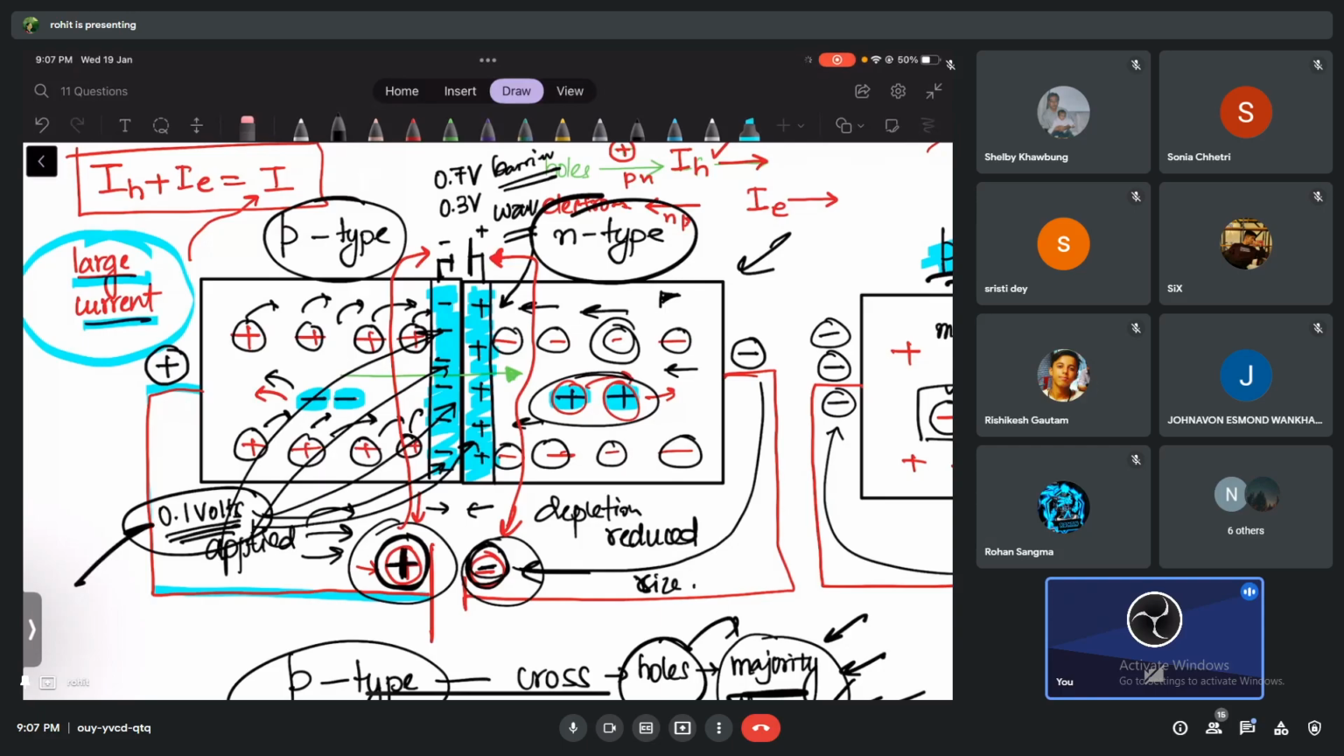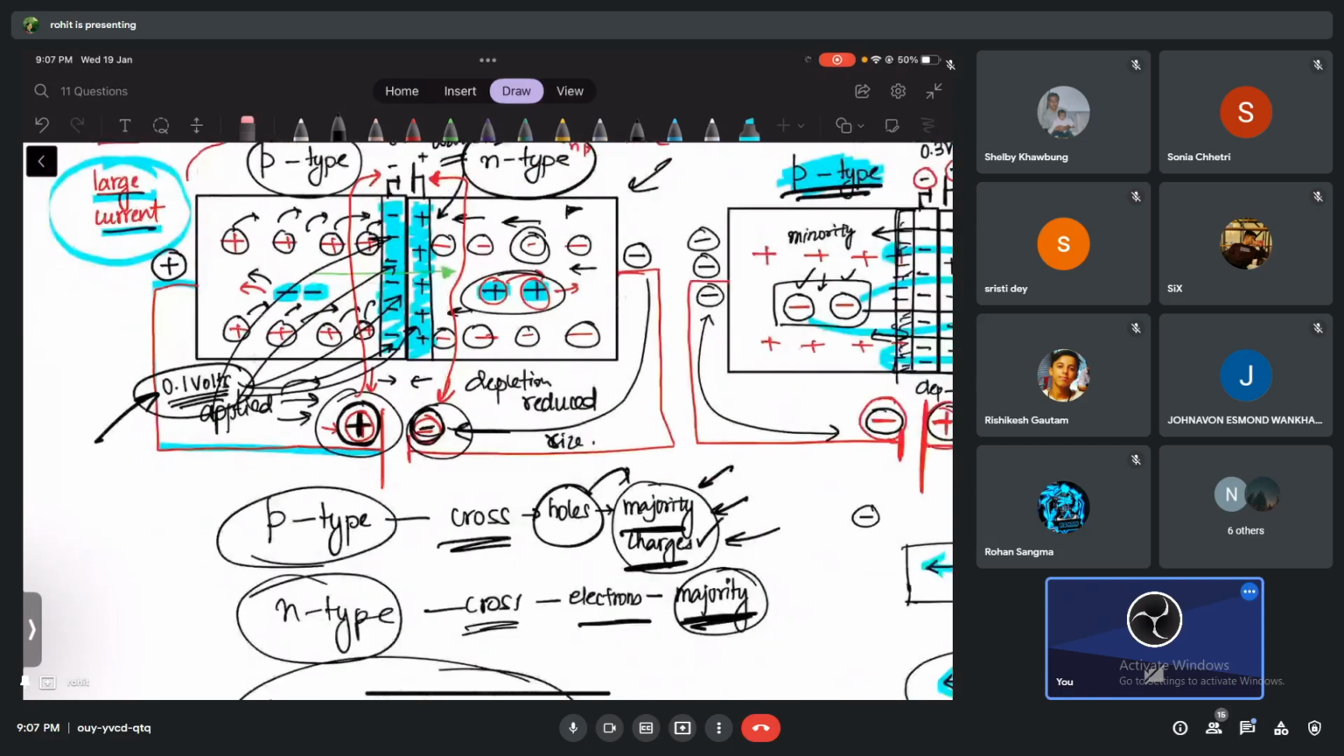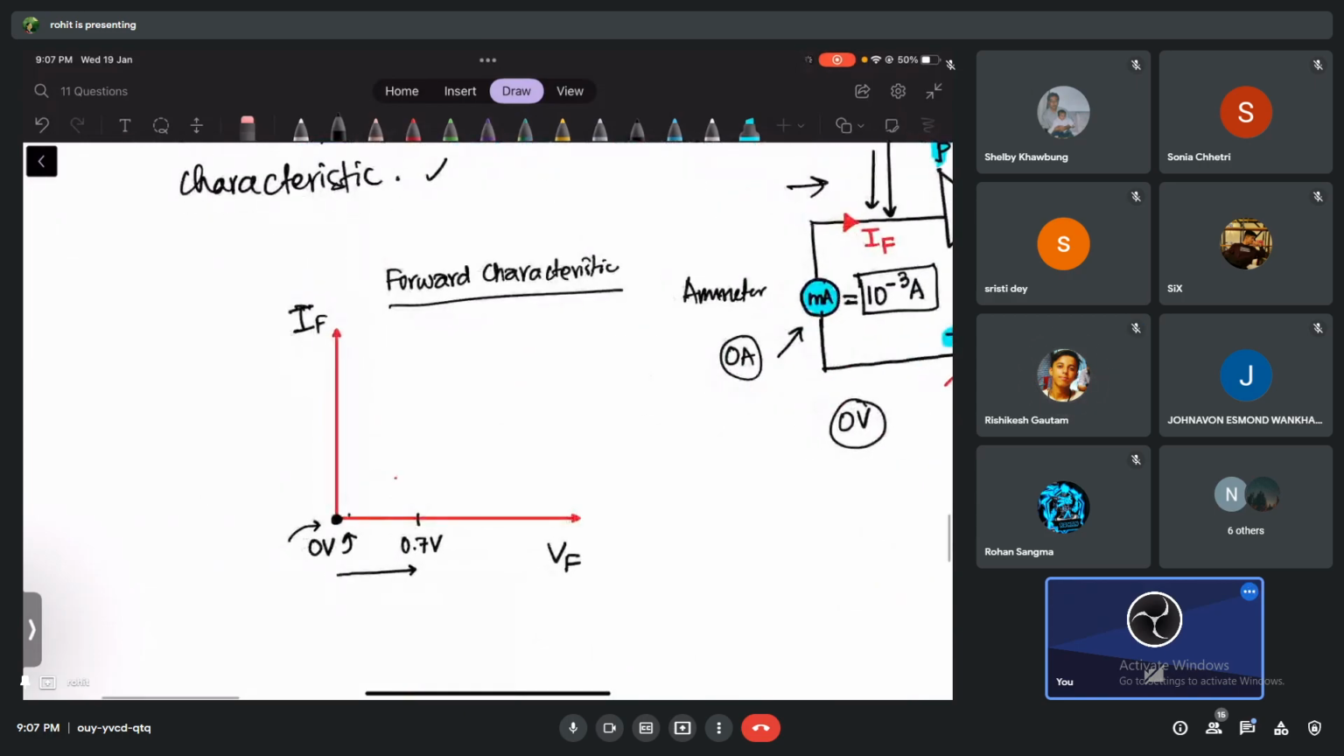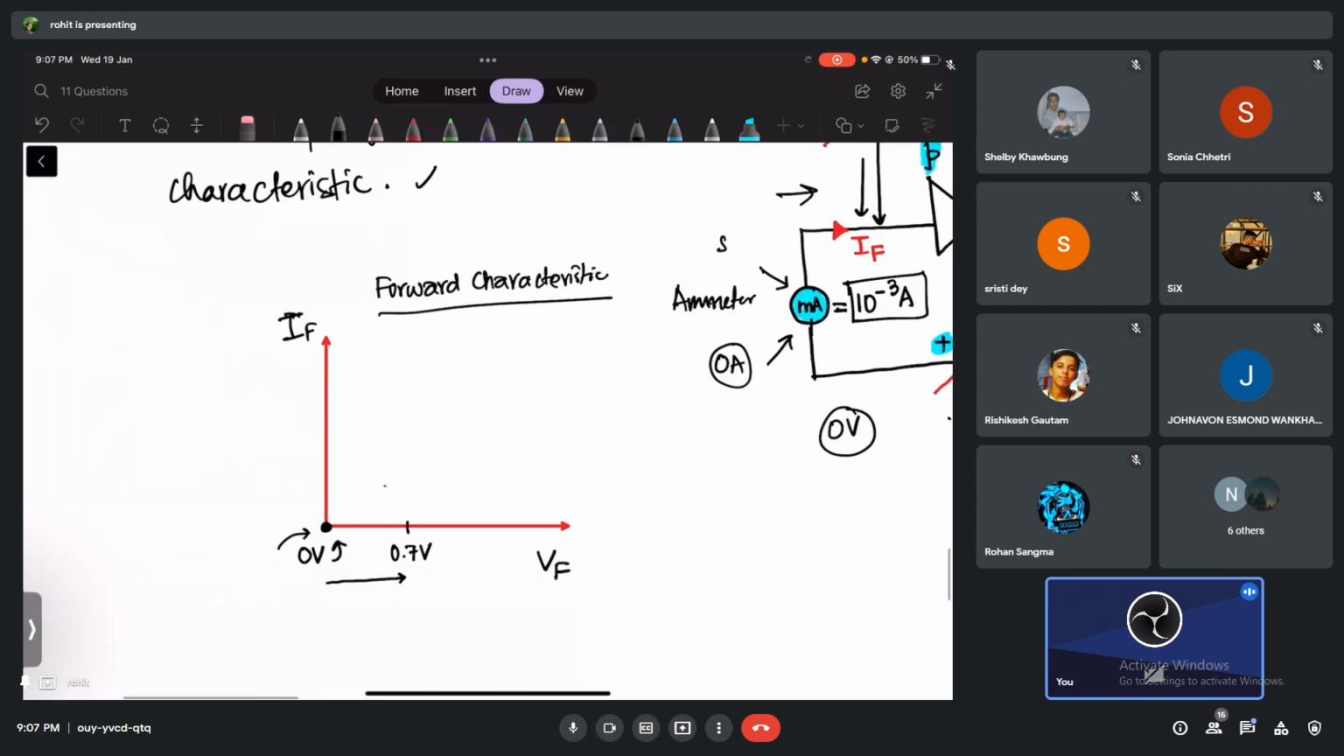So 0.1 volts, what do you think? Is it a voltage or a very small voltage? Very small voltage. So will it allow a lot of charges to cross or very few charges to cross? Very few charges to cross. Okay, so now you tell me, what kind of current do you think I'm going to record here, guys? A very large current or a very, very small current? Very, very small. So look at my graph.